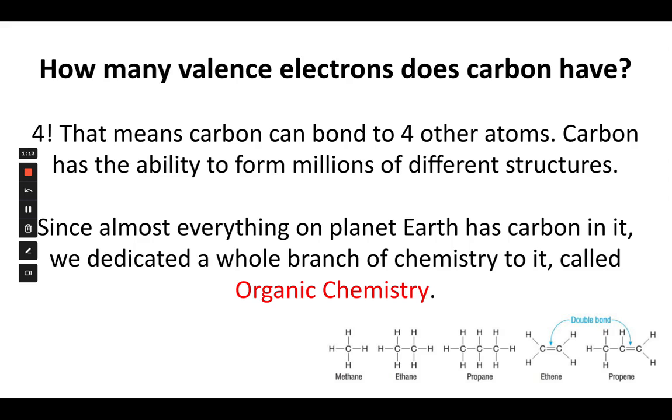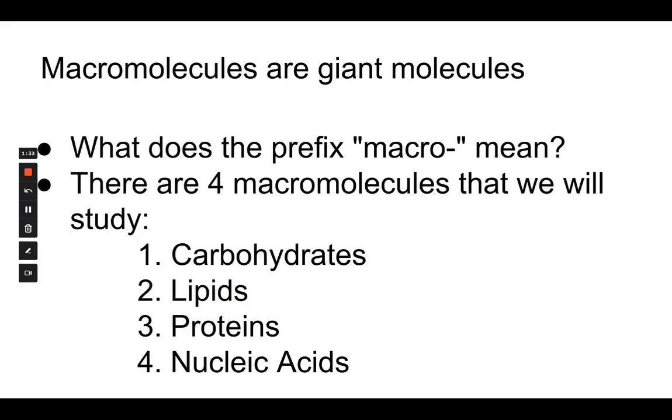And so since almost everything on planet Earth is made up of this carbon backbone, there's an entire branch of chemistry dedicated to it that we refer to as organic chemistry. And so the word organic, at least in science, comes down to meaning anything that is carbon containing. So this leads us to macromolecules, and remember that macromolecules are giant molecules. And so the prefix macro actually means enormous or large. And so we're looking at large, giant molecules.